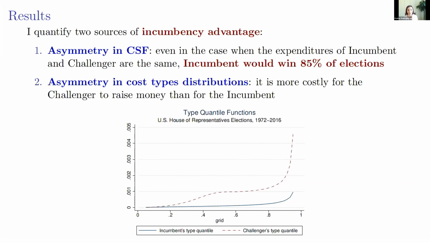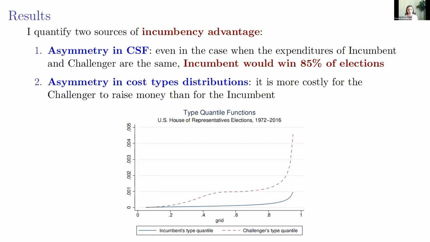Using my theoretical model, I quantify two sources of incumbency advantage. The first is due to asymmetry in the cost of success function. Even in the case when the expenditures of incumbent and challenger are the same, the incumbent would win in 85% of the elections. A possible explanation is that the incumbent is generally more popular and has better reputation.